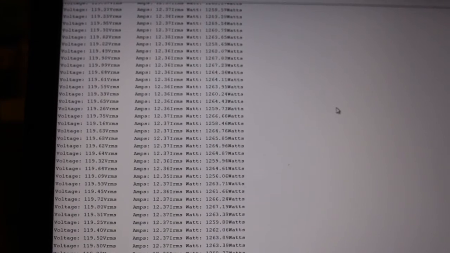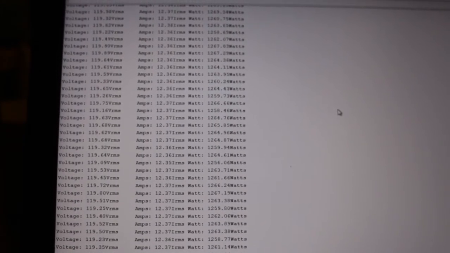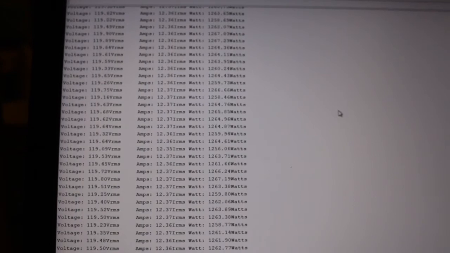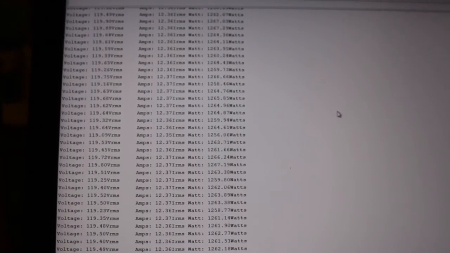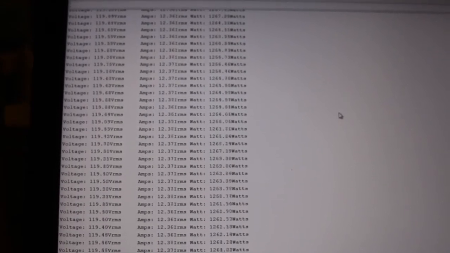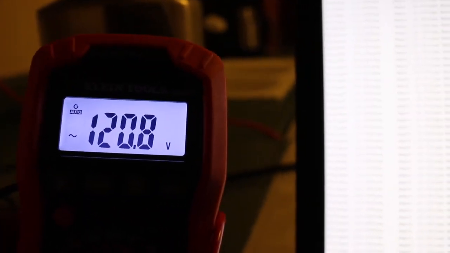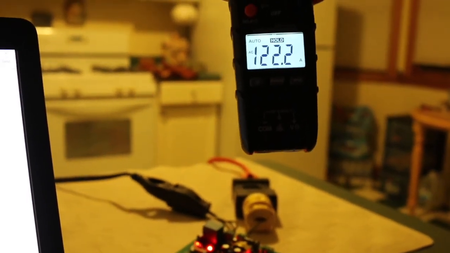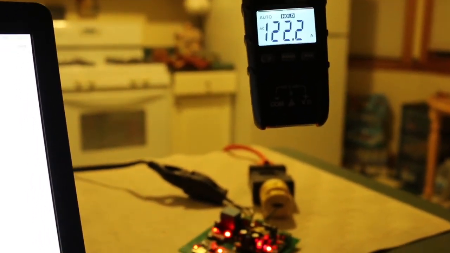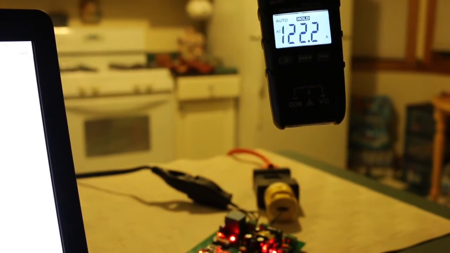So as the Arduino serial monitor is reporting, we are seeing 119 volts RMS and 12.36 amps of current running through the load. The multimeter over here showing voltage is reporting 120.9 volts, and the clamp meter over here is reporting 12.22. It is multiplied by a factor of 10 for accuracy.